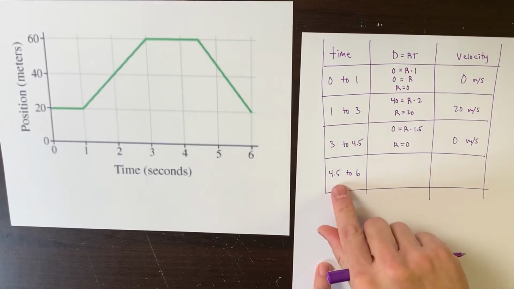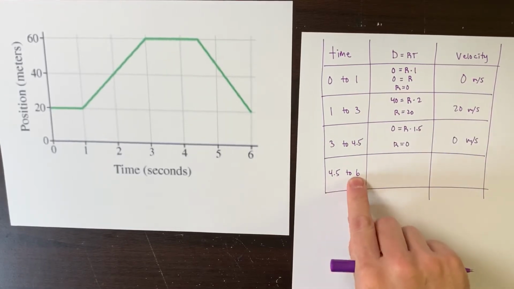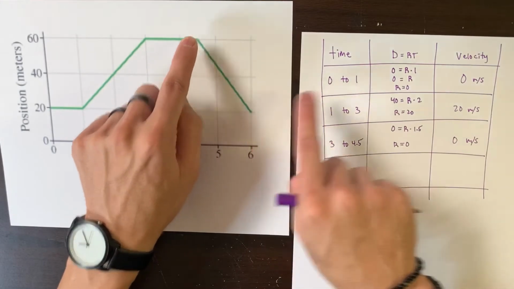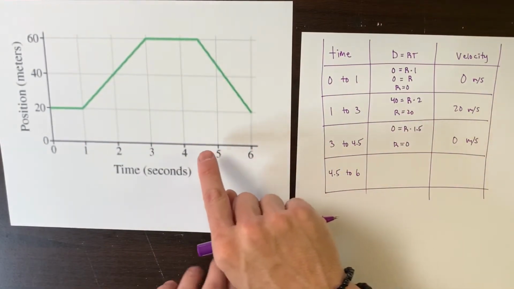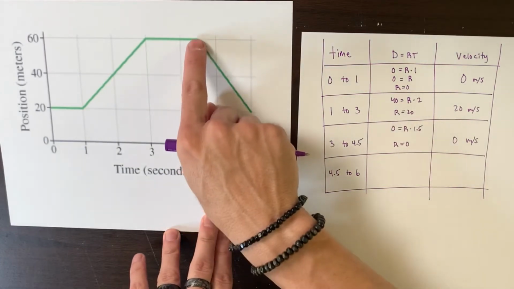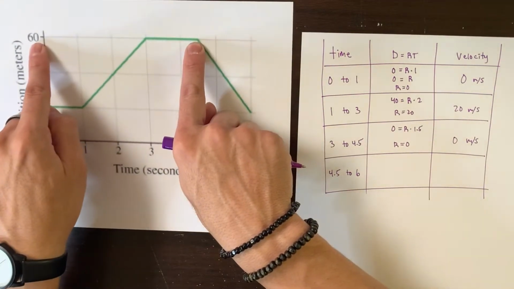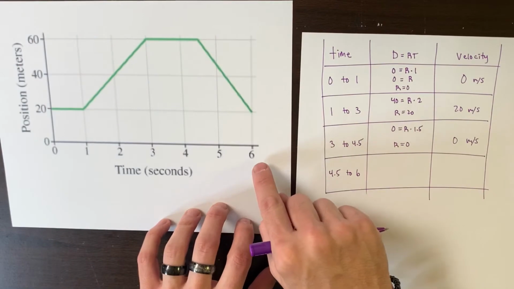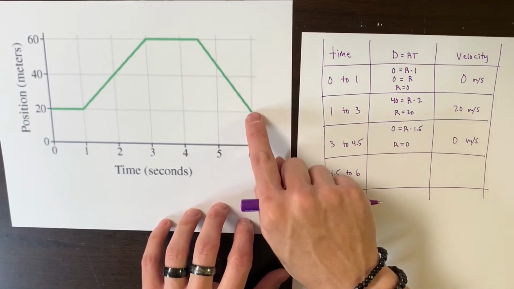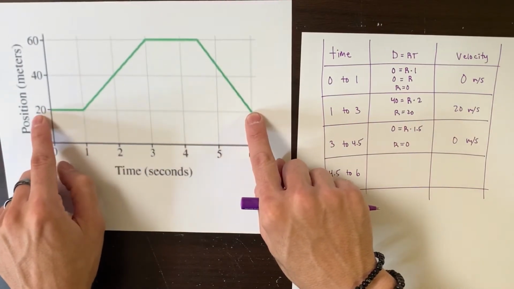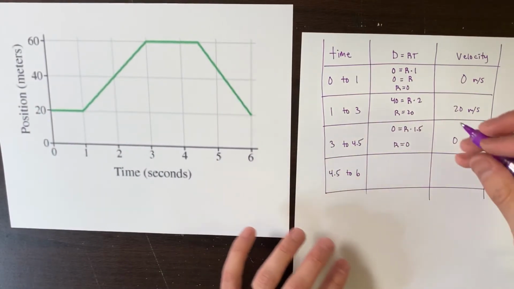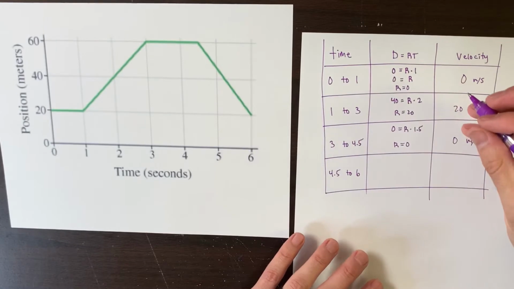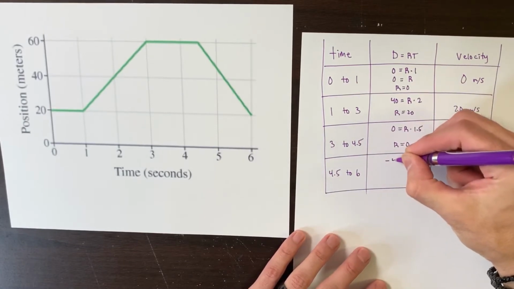And let's finish this off. From 4.5 to 6, so from here to here. What's the distance covered? Notice that at 4.5 seconds, I was 60 meters from my house, so I was really far away. But then at the 6-second mark, I was only 20 meters away, so I have come back closer to home. So my distance, for D, is actually going to be negative 40.